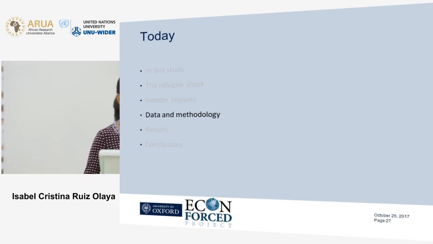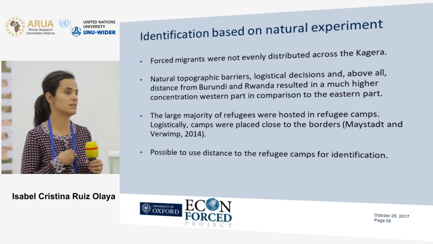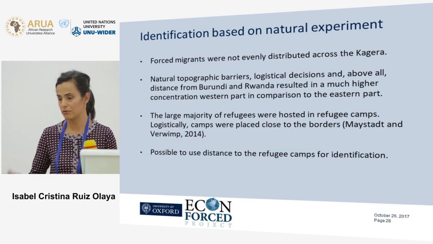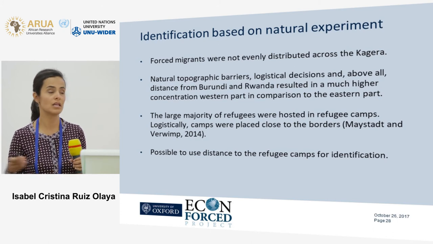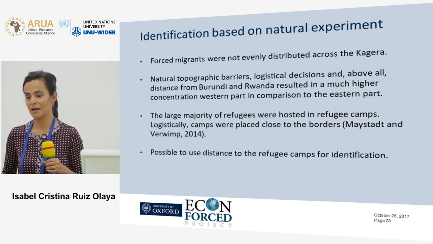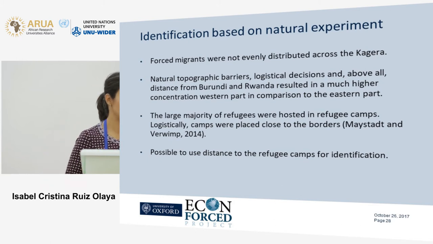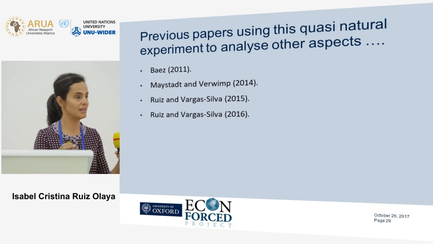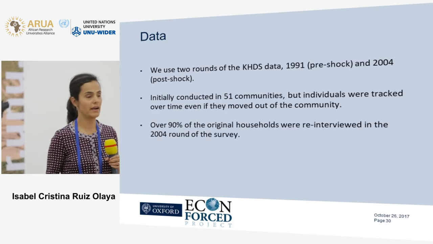So what we're doing here is we look at this case in Kagera. We use the Kagera Health and Development Survey, and our identification is basically based on a quasi-natural experiment. We relied on the fact that forced migrants were not evenly distributed across Kagera. There were natural topographic barriers, logistical decisions, and distance from the country that had them be closer to the border, as we saw this morning, Mariam talk about this. So it's possible to use distance to the camps and to the border as an identification strategy. We obviously have not been the only ones who have done this. There have been previous papers that have used, in a similar vein, with little differences, the same identification strategy.